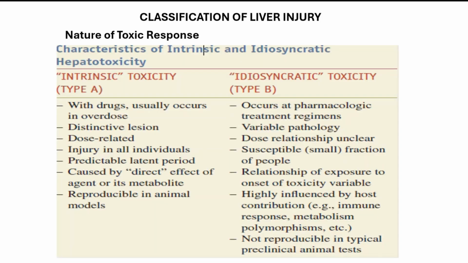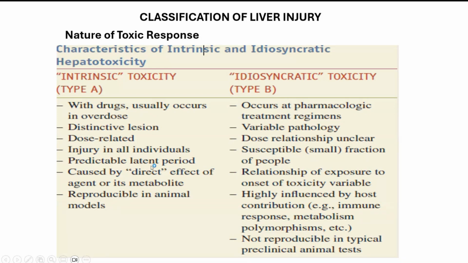So let's look at that as a table, characteristics of intrinsic and idiosyncratic hepatotoxicity. In intrinsic, it is with drugs, usually occurs in overdose, whereas idiosyncratic occurs in pharmacological treatment regimens. It is a distinctive lesion in intrinsic, whereas in idiosyncratic it is variable pathology. It is dose related in intrinsic, whereas in idiosyncrasy the dose relationship is unclear. Injury occurs in all individuals in intrinsic, while idiosyncratic is susceptible to a small fraction of people.